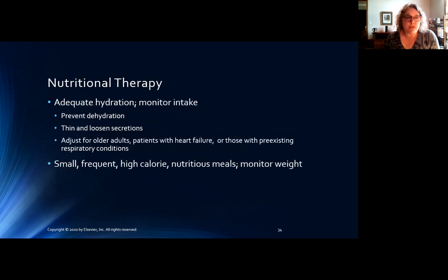As far as nutritional therapy, we are going to be making sure, again, that they have adequate hydration. We'll be monitoring their intake. That adequate hydration thins and loosens the secretions, makes them easier to get out. We do adjust hydration for older adults, especially those patients with heart failure, because their heart's having a hard enough time moving stuff around anyway. And then for those with pre-existing respiratory conditions.